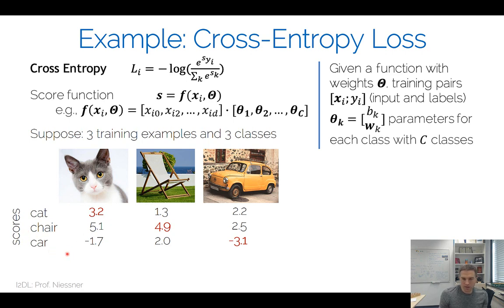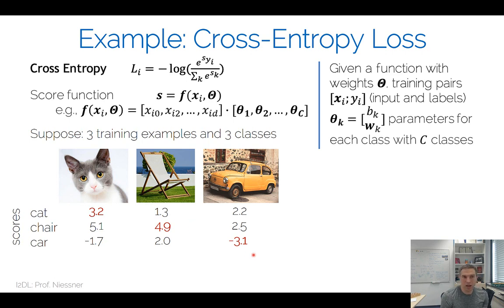We're multiplying our weights respectively with the pixels of the input. And these are the scores that we're getting, right? So we have three training samples, we have three classes. That means we have in total 3 by 3 is equal to 9 different scores that we're getting here.